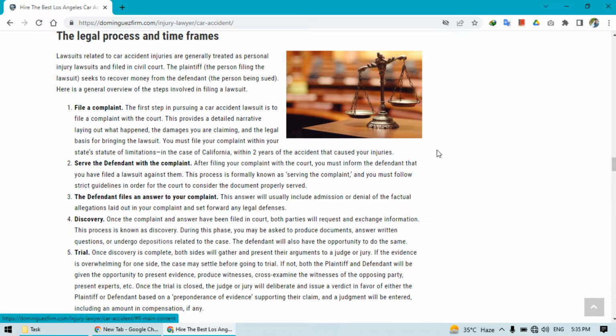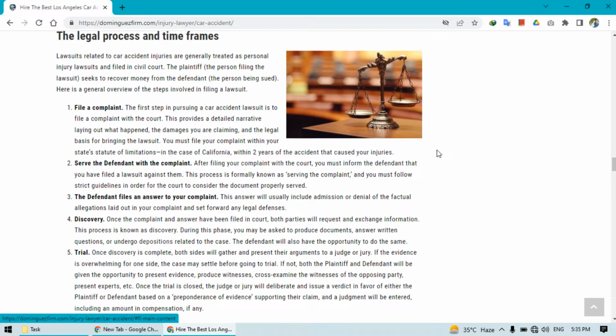Number 5 is trial. Once discovery is complete, both sides will gather to present their arguments to a judge or jury. If the evidence is overwhelming for one side, the case may settle before going to trial. If not, both the plaintiff and defendant will be given the opportunity to present evidence, produce witnesses, cross-examine the witnesses of the opposing party, present experts, etc.